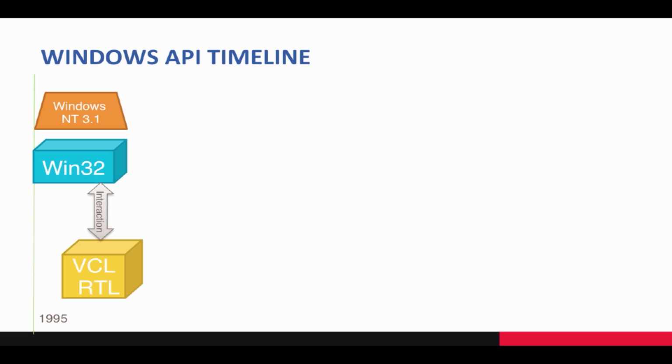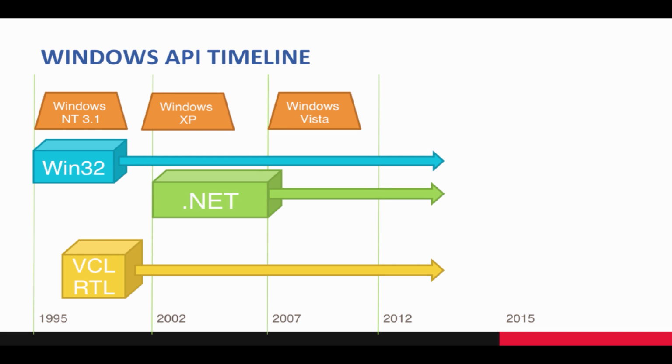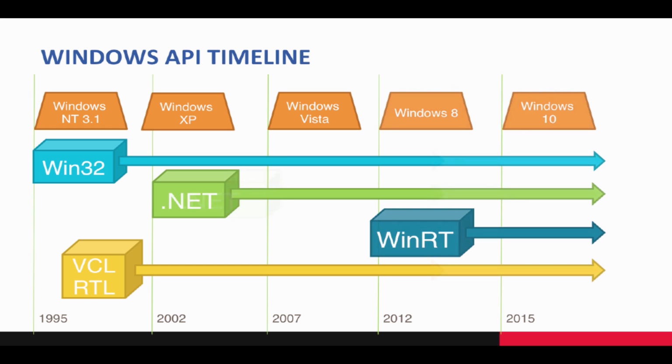So a little bit of a history timeline around the APIs. Originally, since very old days, there was and there still is the Win32 API that has full mapping to the Visual Component Library and the RTL. Microsoft introduced .NET as a separate system, although it still piggybacks on Win32 for a lot of features. And since Windows 8, we also get the WinRT API.